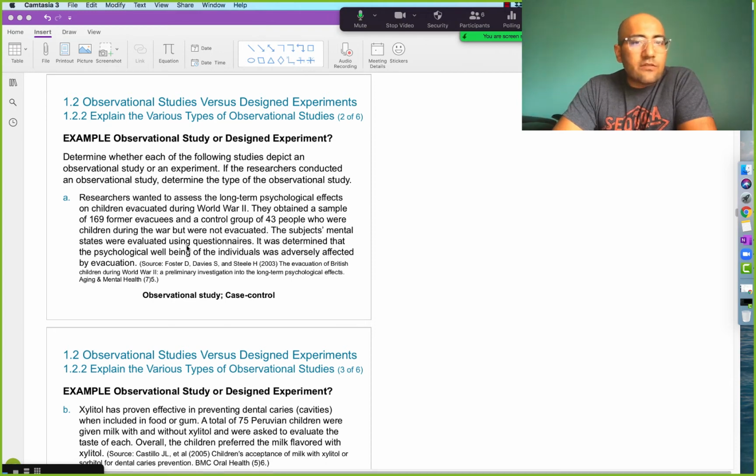Let's determine whether each of the following studies depicts an observational study or an experiment. If the researchers conducted an observational study, determine the type of observational study.